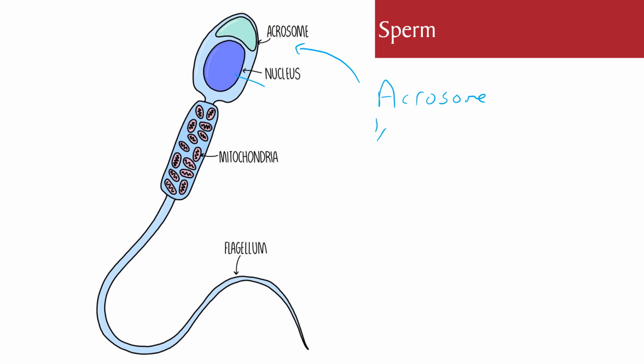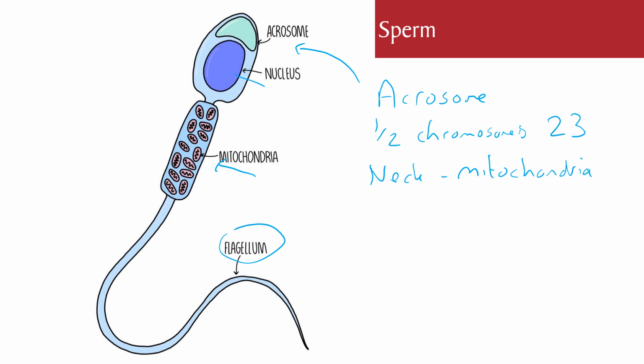Inside the nucleus, it's got half the number of chromosomes. So for humans, it'll have 23 chromosomes, and the other 23 are in the egg. In the neck, it's got a large number of mitochondria, because of the energy that's required. And it also has a flagellum. You probably get away with calling it a tail. That is for movement. Okay, so the sperm has got quite a number of different specialisms.